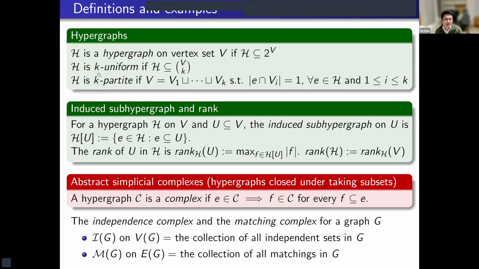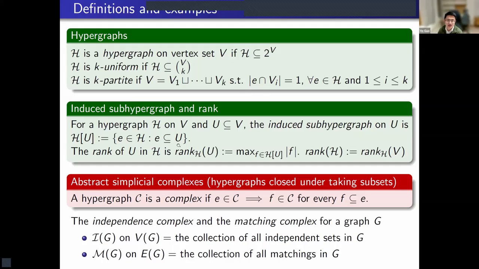The hypergraph is called k-uniform if each edge of the hypergraph has size k, and it is k-partite if you can divide the vertex set into k parts such that each edge intersects each part exactly once. We use the notation H induced on U, where U is a subset of V, for the induced subhypergraph, which means you take all the edges that are completely contained in U.